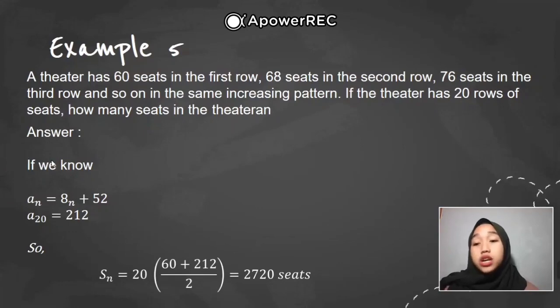The answer is: we know an equals 8n plus 52, and a20 is 212. So Sn equals 20 times 60 plus 212 over 2, and the answer is 2720 seats.